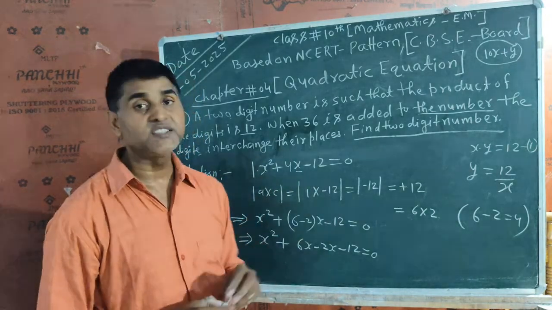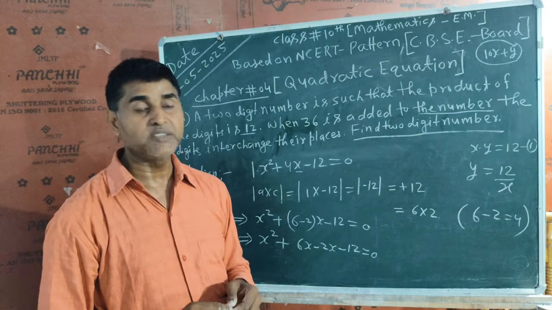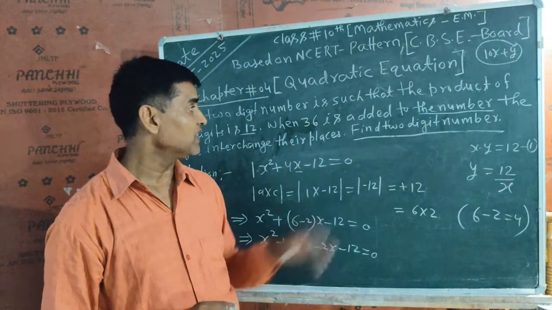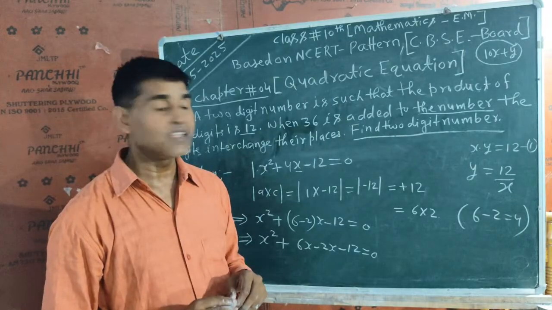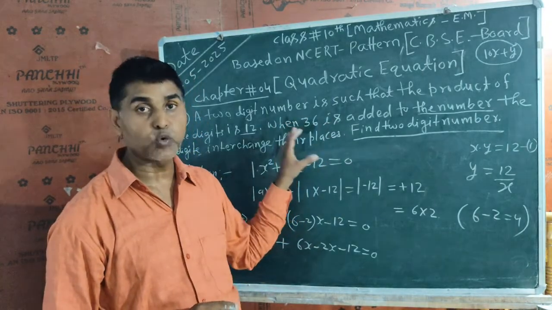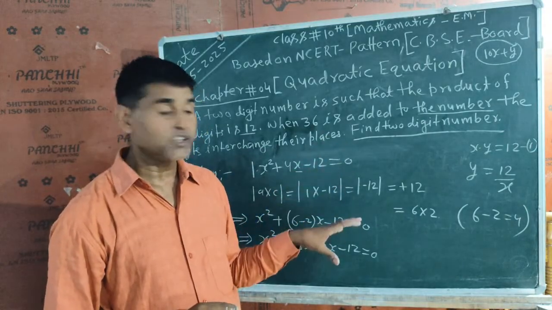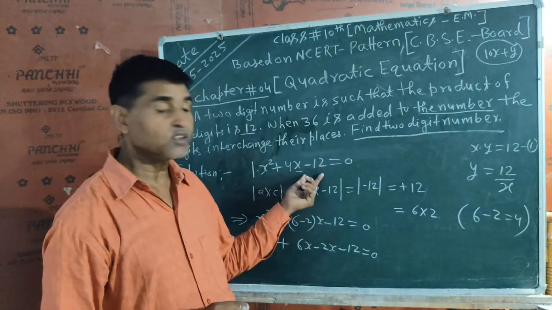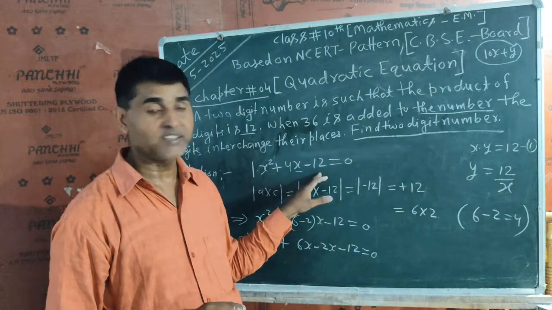Topic name is word problem related to quadratic equation. It means that information is given in the English language, and you have to read it, and after reading you have to make the appropriate equation. After making the appropriate equation, you have to solve it, and after solving you will get a quadratic equation, and you have to solve that quadratic equation by factorization method.